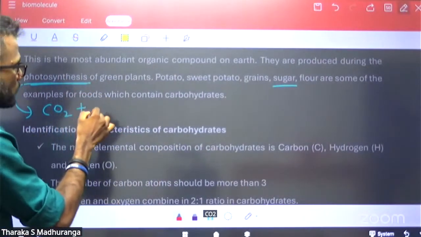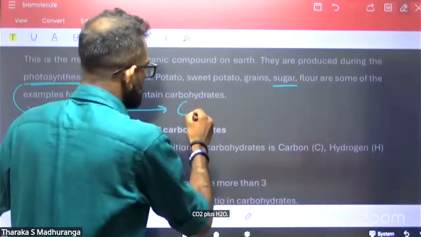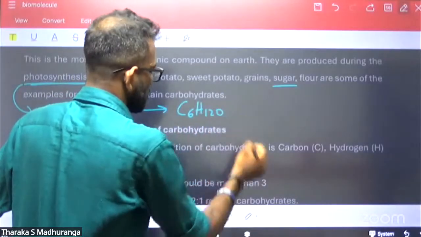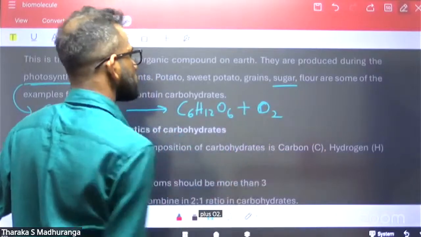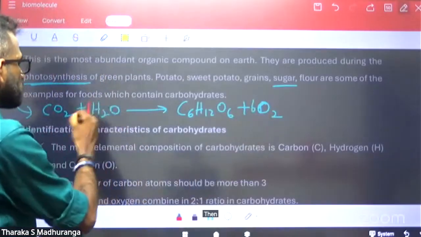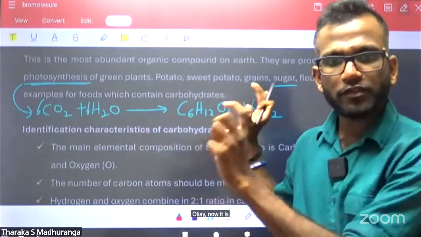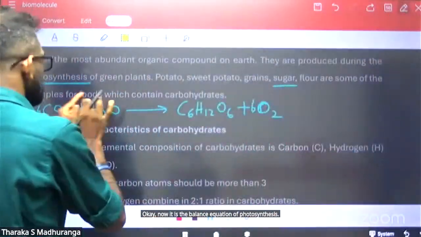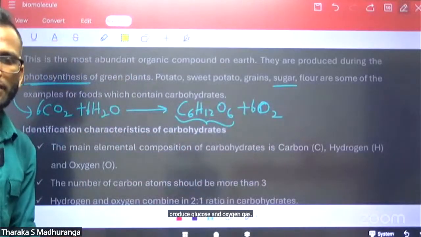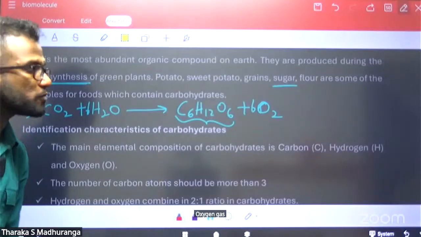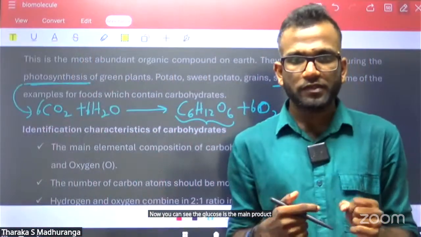CO2 plus H2O, if you don't know, please note down. CO2 plus H2O gives C6H12O6 plus O2. Then 6 to balance the equation. Okay, now it is the balanced equation of photosynthesis. Carbon dioxide and water produce glucose and oxygen gas. Oxygen gas is released to the atmosphere. Now you can see glucose is the main product of photosynthesis.